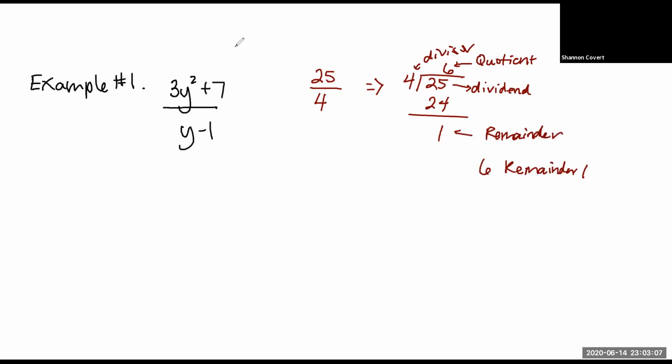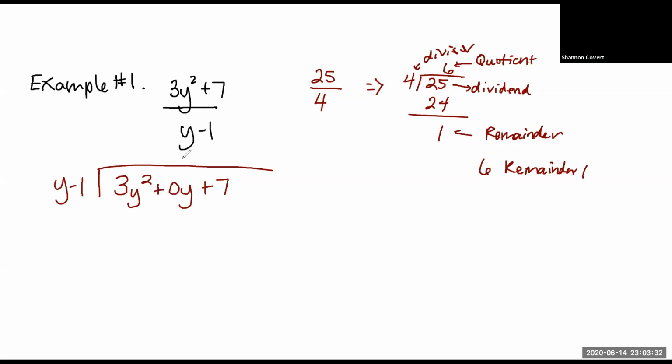With the division algorithm, we're doing long division. What you have to remember is that each term needs to be represented. I have a y squared term. I don't have a y term, so I'm going to replace that with 0y plus 7. This is your dividend. Your divisor is y minus 1.